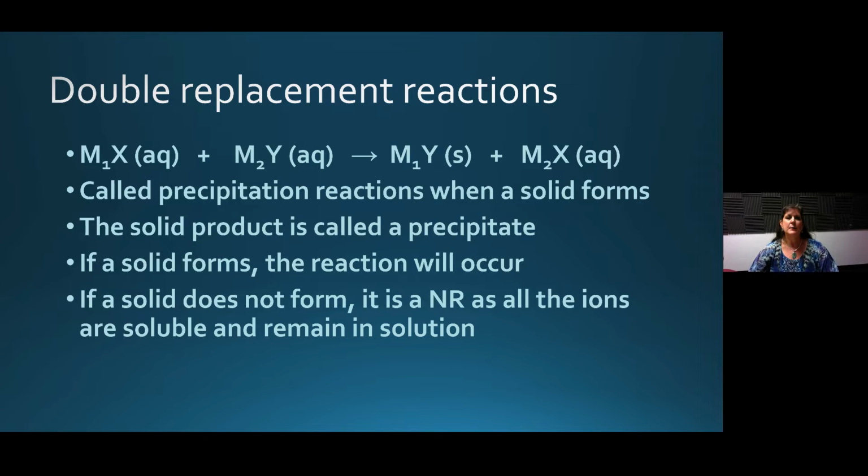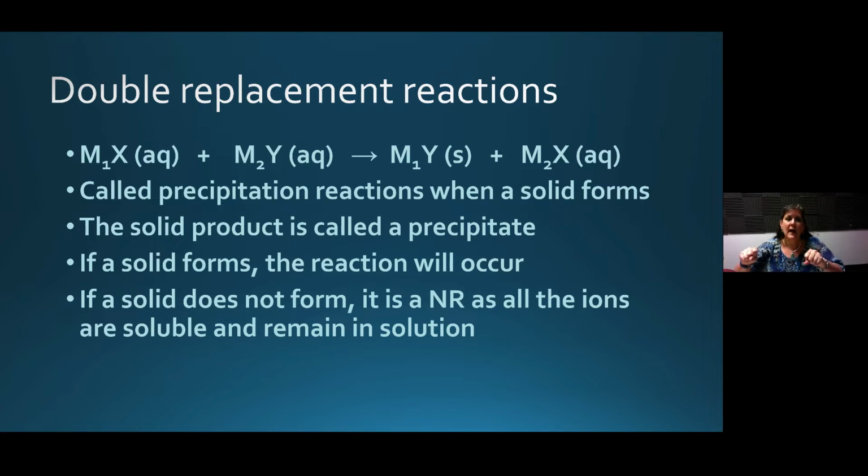This is called a precipitation reaction when a solid forms. The solid product is called a precipitate. If a solid forms, the reaction occurs. If we do not have a solid form, it's actually a no reaction, as nothing changed. All the ions are still soluble and remain floating around.